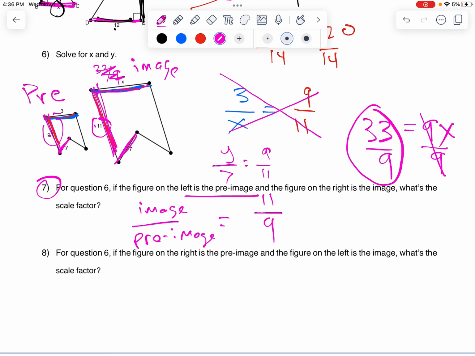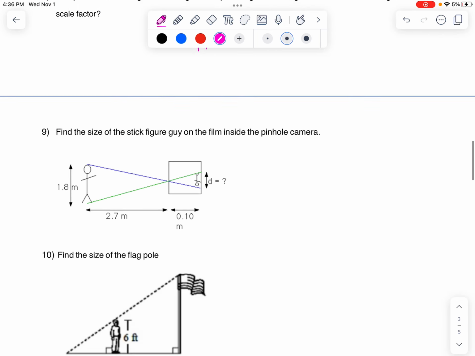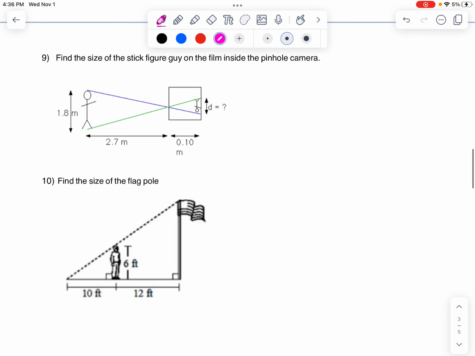And then if we flipped it around here, if the image on the right is the pre-image, if we flip those around, then I would have the fraction 9 over 11. Okay. All right, so for these questions, I want you to remember one thing. The one thing that I think will help you here on these types of questions is just do vertical distance divided by horizontal distance, okay? So don't overthink it. Vertical distance over horizontal. So let's actually color code those.